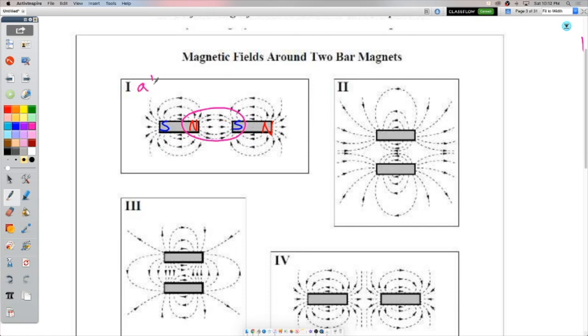Opposite poles attract each other, right? So this will attract. So any answer with 1 is not our answer. Okay, let's look at 2 here. Okay, 2. So now we have, this is an interesting arrangement.